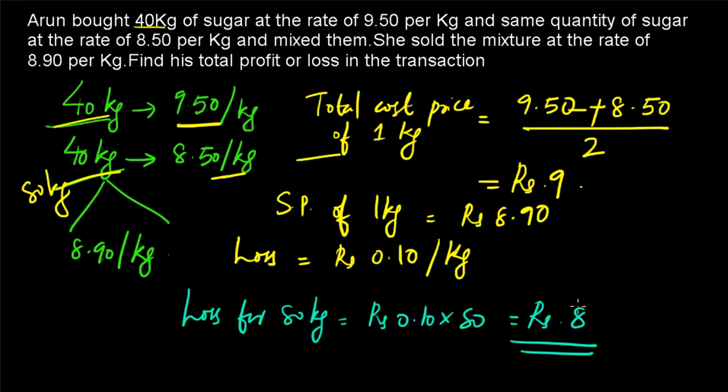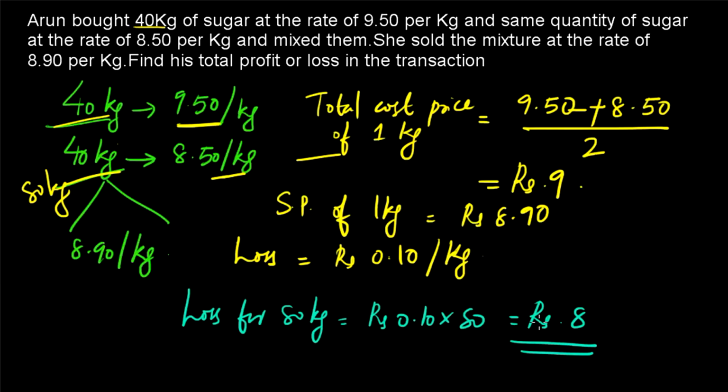Normally, what do we have to do? We have to find the total cost price, the cost price for 40 kilogram. So 40 into 9.5 plus 40 into 8.5 divided by 2 into 40, and we will get the total cost price. Then we have to find out the total selling price, 8.90 into 80.